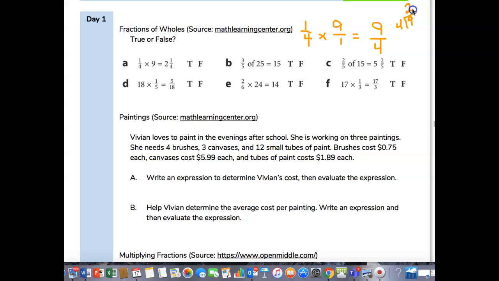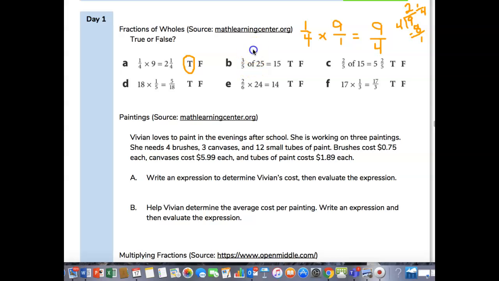All right, so let's look. 2 times 4 is 8. Subtract, 9 take away 8 is 1. The 1 becomes the new numerator, and this is the denominator. So 2 1/4 is the answer. You just come back here, and you see 1/4 times 9. It's 2 1/4, so that is true. So we're going to circle true there. Okay? Now, you do all the rest the same.